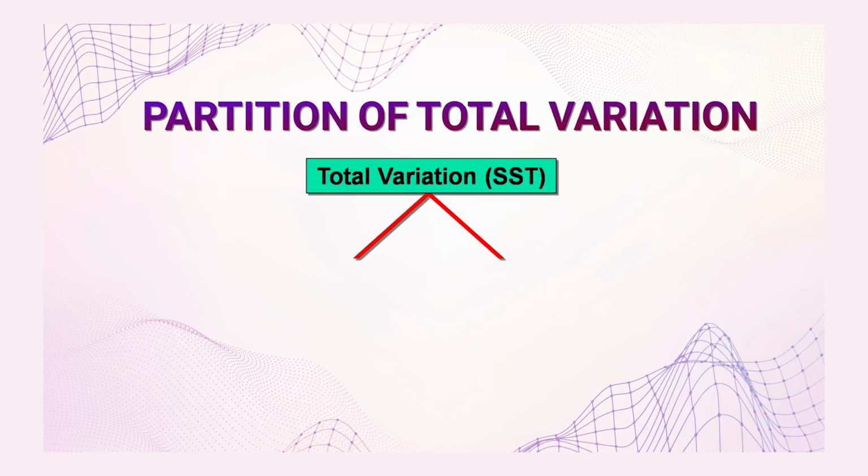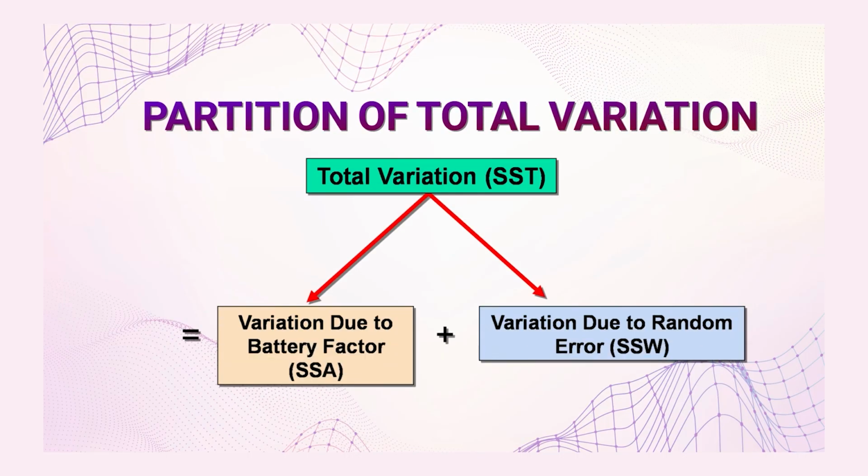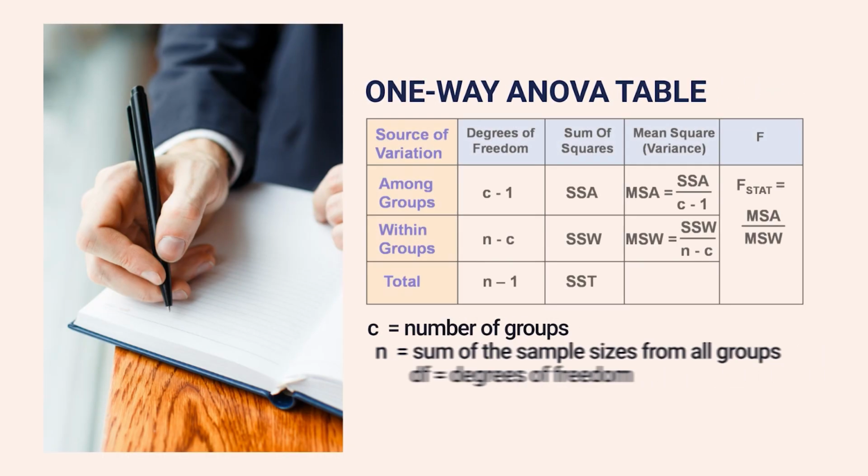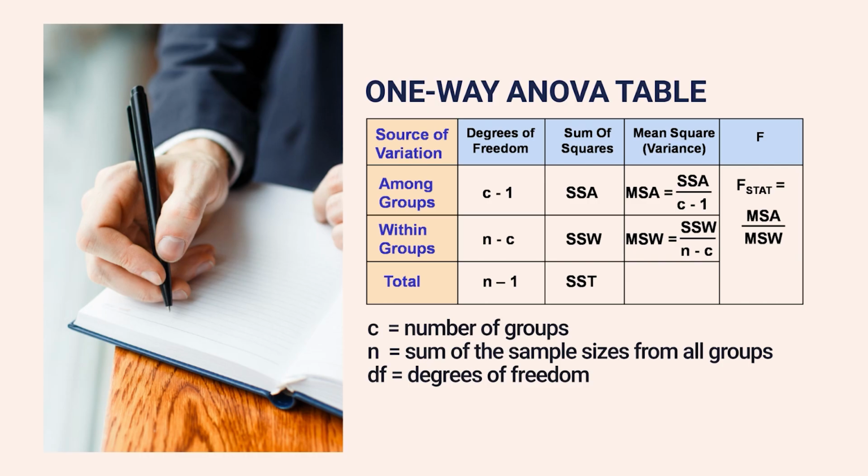How to do it? We will see that. The total variation in the data set will be split into variation due to the battery factor plus variation due to the random component. And the sum of these 2 variations will be equal to the total variation in the data set. Then we also put this information in the form of a table, along with the degrees of freedom.